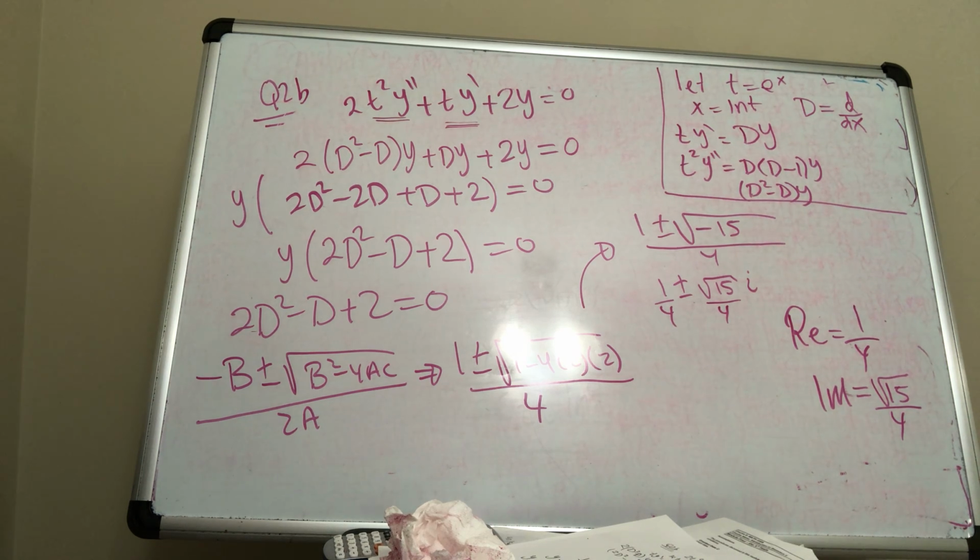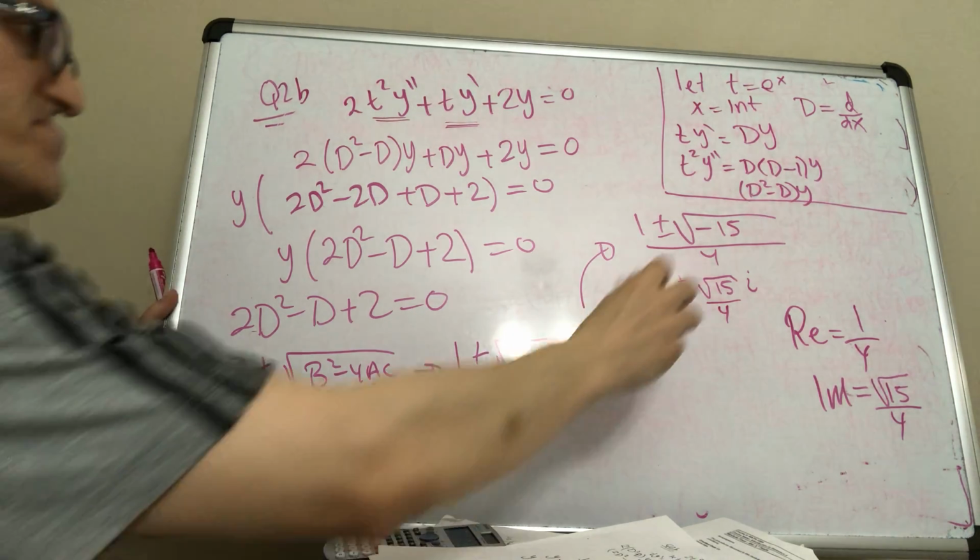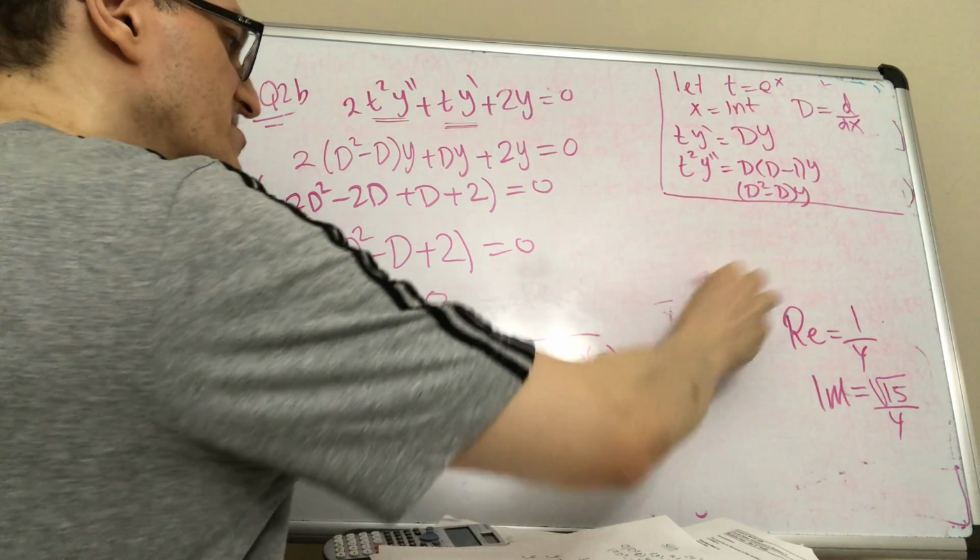So when you get a homogeneous with an imaginary number, you know the solution would involve sine and cosine. So I'm going to put everything together.